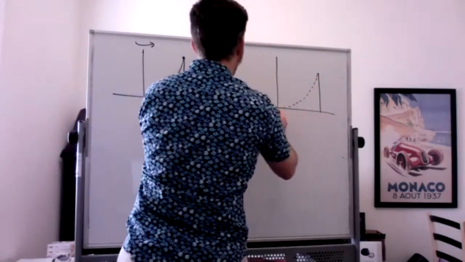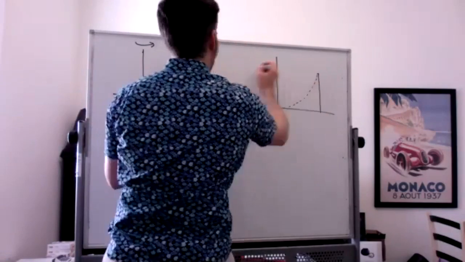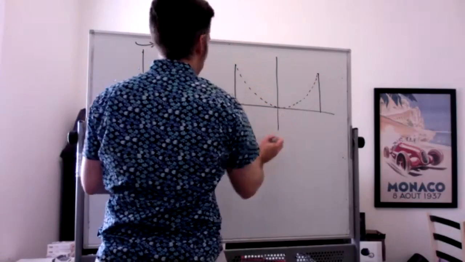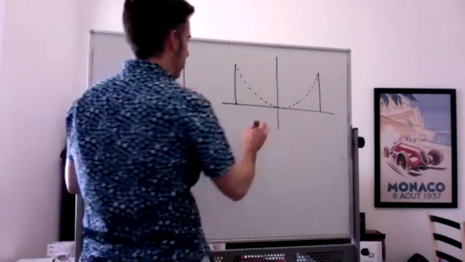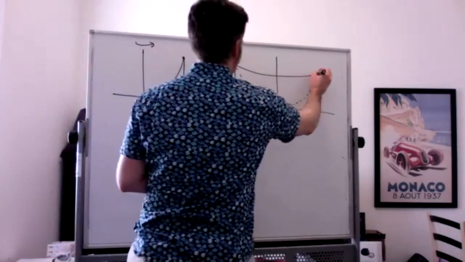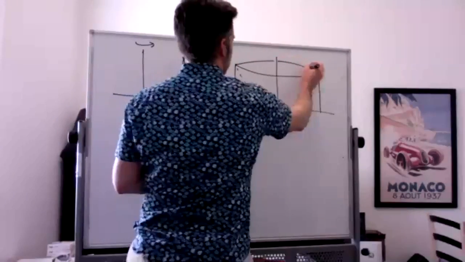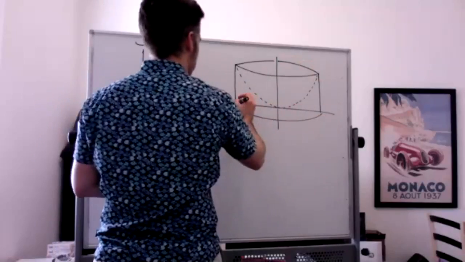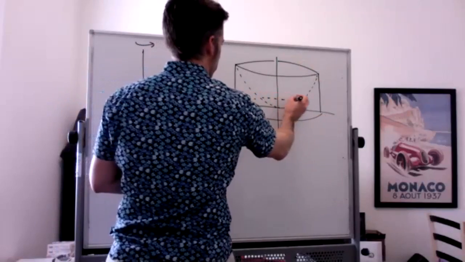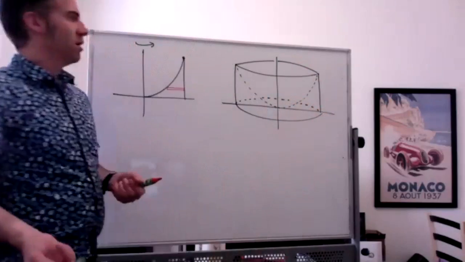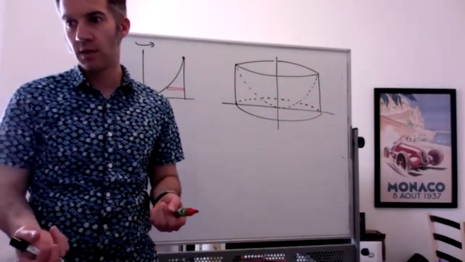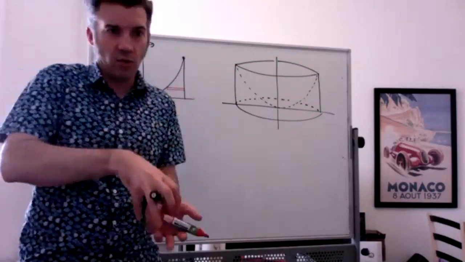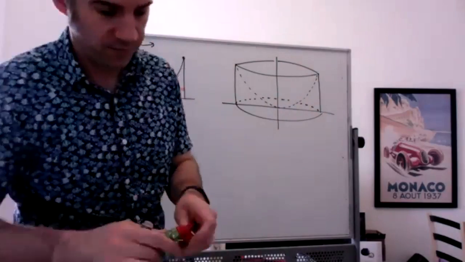There, there, there. And this is kind of a weird shape, right? It's kind of like a cylinder with kind of a bowl cut out of it.